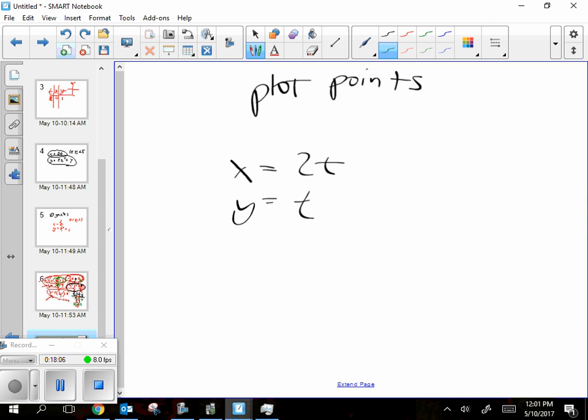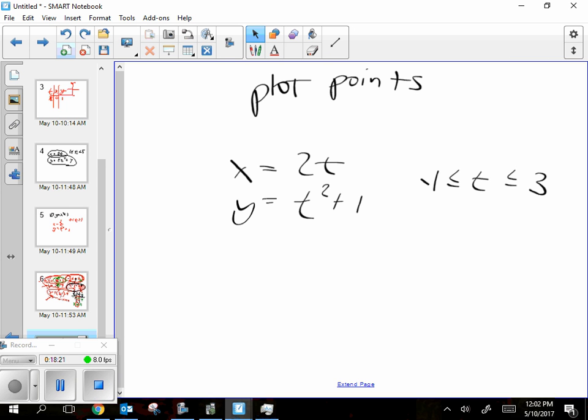x equals 2t, and y equals t squared plus 1. I want you to do this between negative 1 and 3. I'll pause for a second while you just find negative 1, 0, 1, 2, and 3. That's 5 points. Find 5 points that are on this graph.